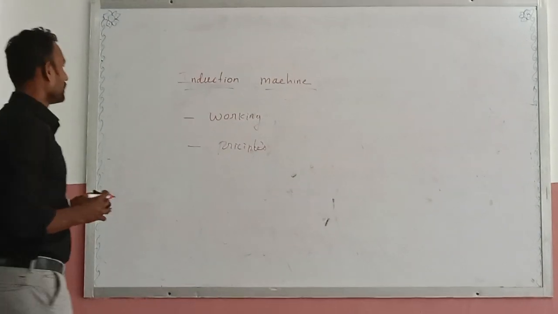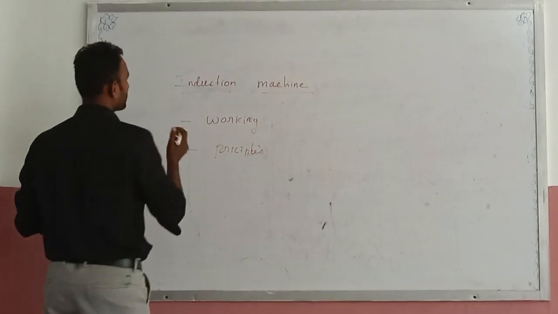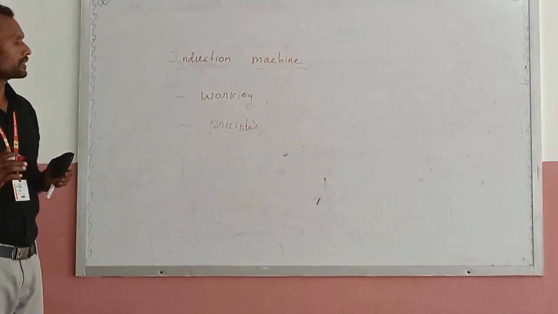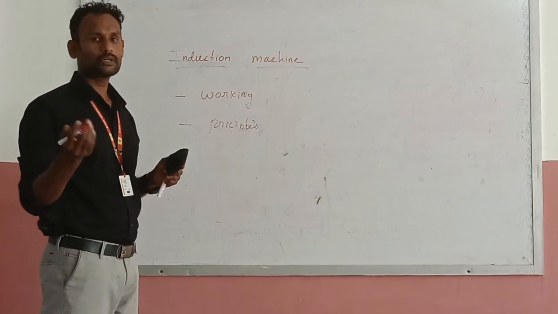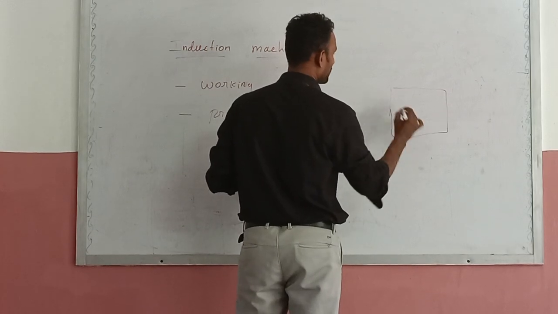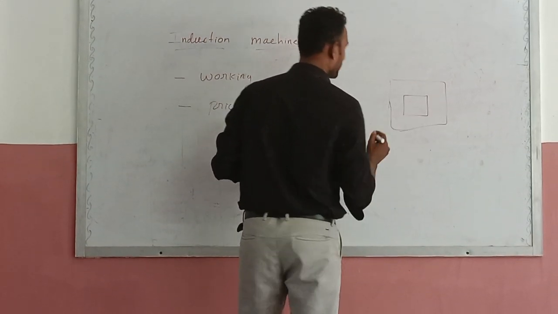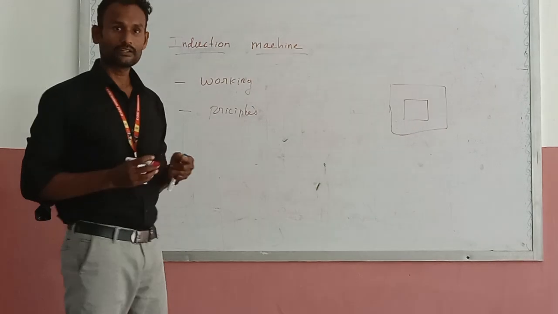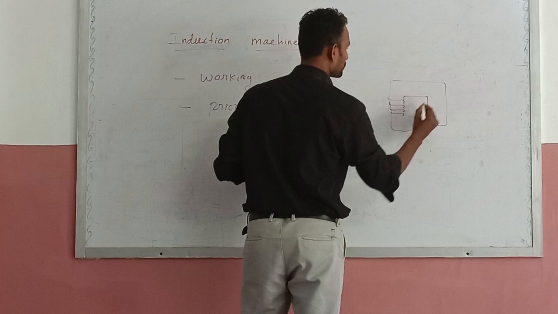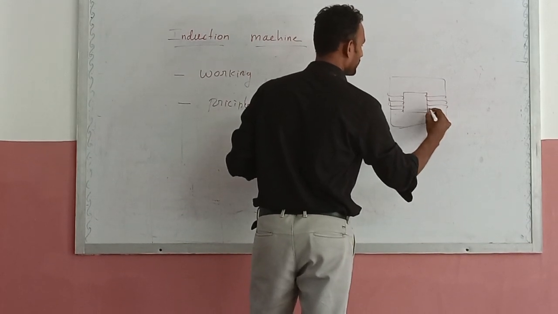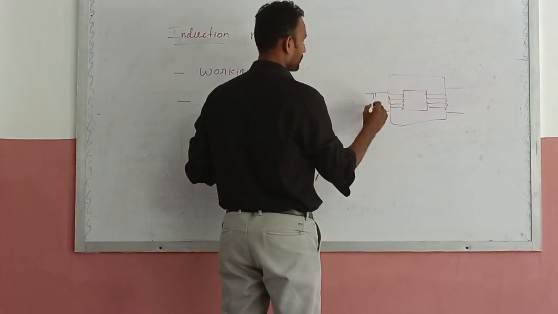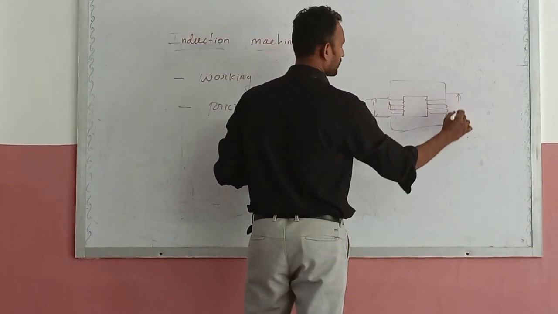So we know that an induction machine is nothing but a rotating transformer. Before that, what is a transformer? A transformer is a static device which transfers the supply energy from one winding to another winding without changing frequency and power.